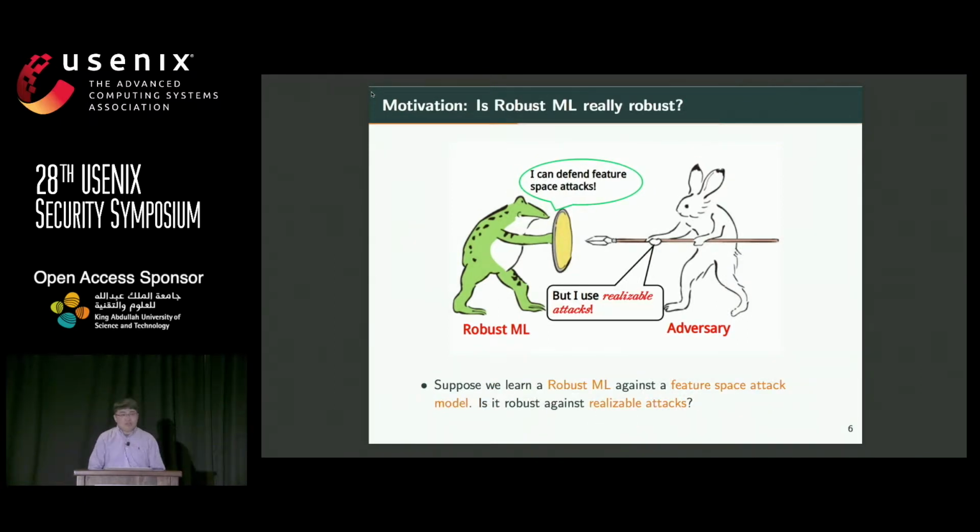So this naturally raises a fundamental question, which is at the very heart of our research. Is robust machine learning really robust? Put in another way, suppose we have a robust machine learning model against a feature space attack model. Is it robust against realizable attacks?